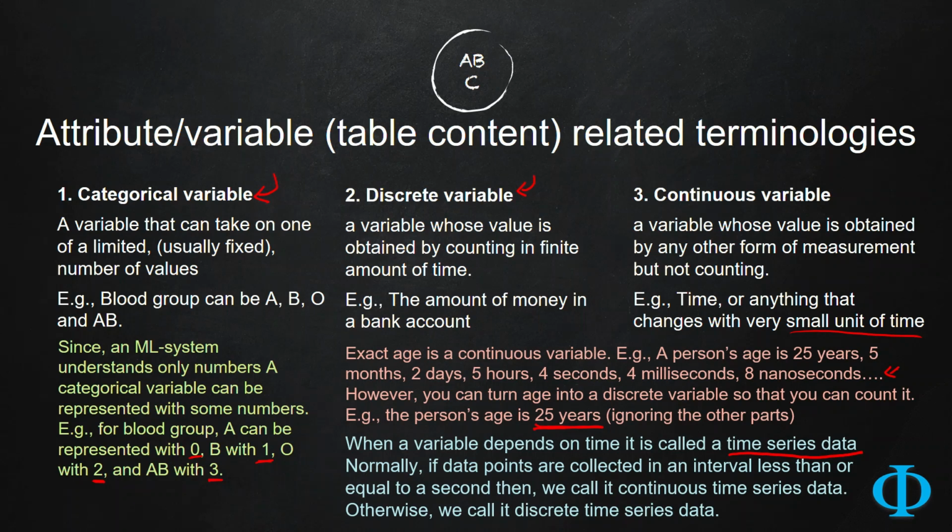Both are time series because they are all depending on time, but the exact age is continuous time series, and the age expressed in years is discrete time series data.